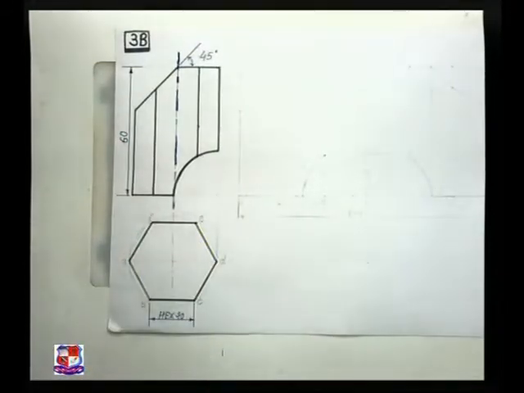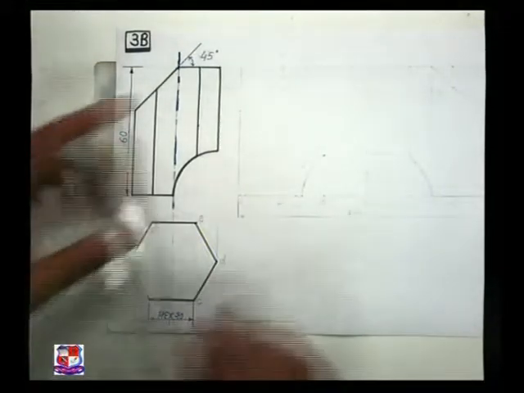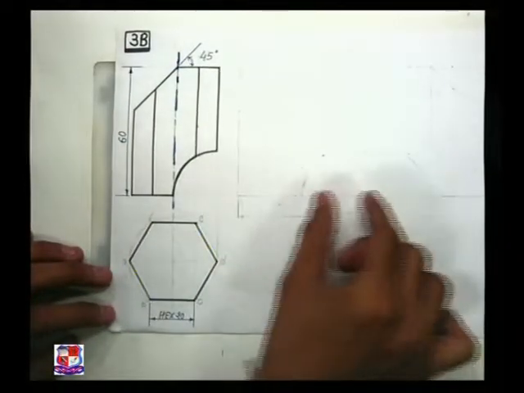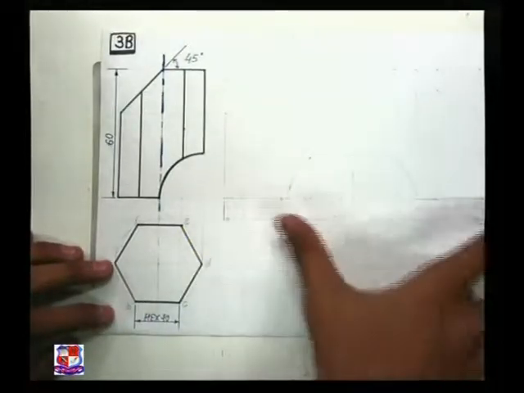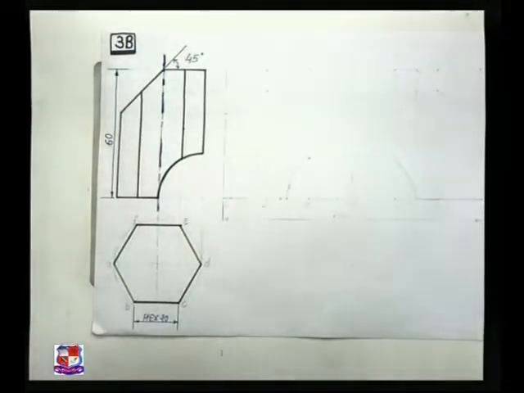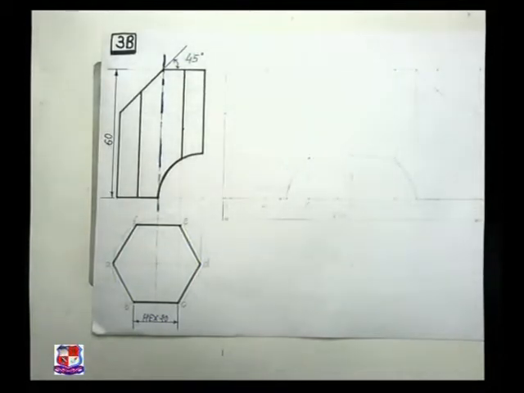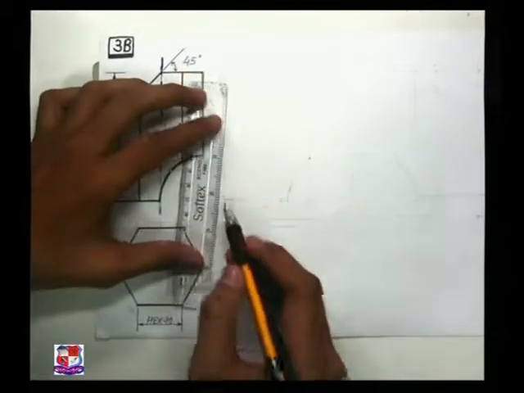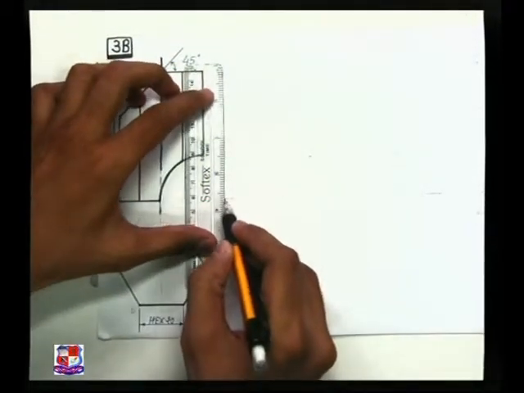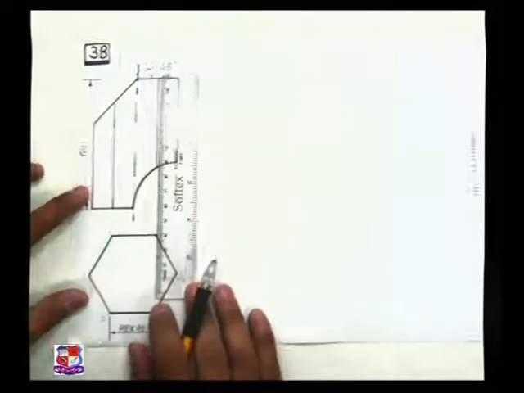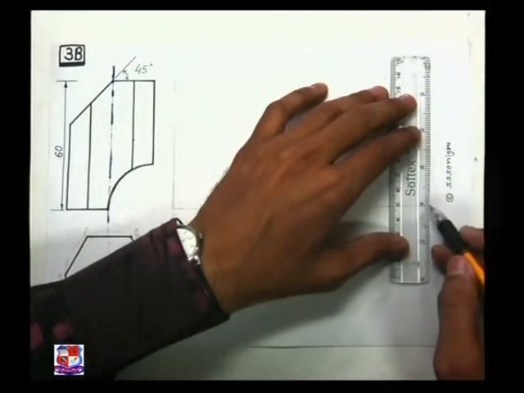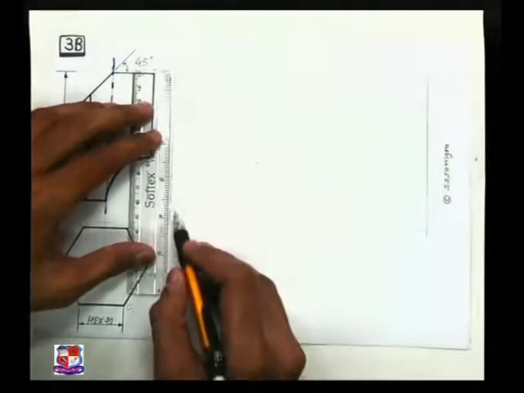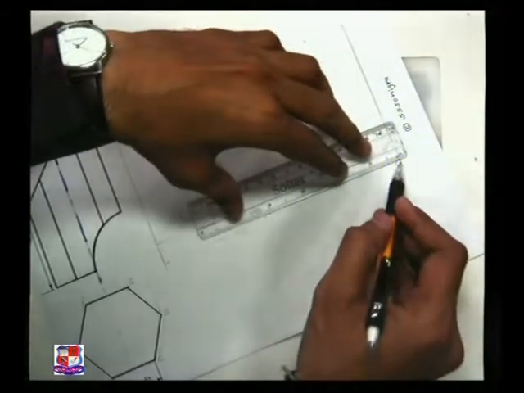So for that, draw 6 rectangles of width 20 mm. So 20 plus 20 plus 20 plus 20 plus 20 plus 20, total 120 mm would be the total width of the developed portion of this hexagonal prism. Hence we have to draw a rectangle like this. The height of this developed portion would be equal to the height of this front view, that is 60 mm. So from here, draw a rectangle like this. Width is equal to 120 mm. So it would appear like this.